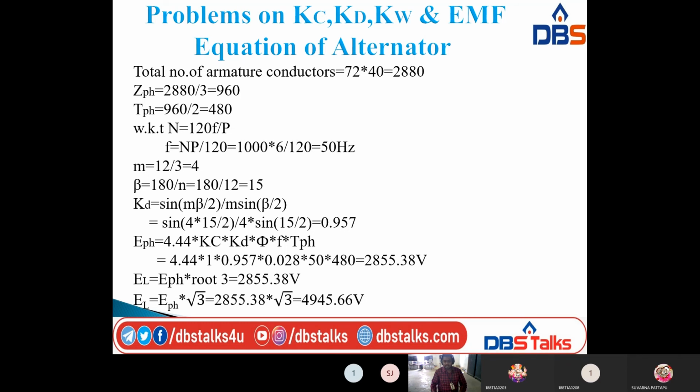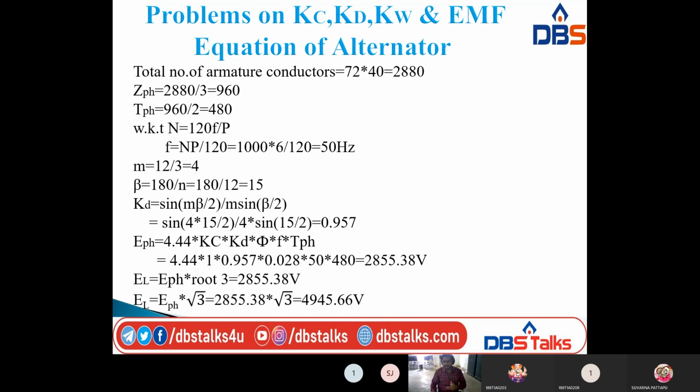And then we calculate the m value, that is m is equal to n by 3. Here n is equal to 12, which is not calculated, it is already given in the problem as the number of slots per pole. So 12 by 3 is equal to 4. Then we calculate beta, the formula for beta is 180 by n. Substituting the n value, 180 by 12, we have the beta value of 15 degrees.